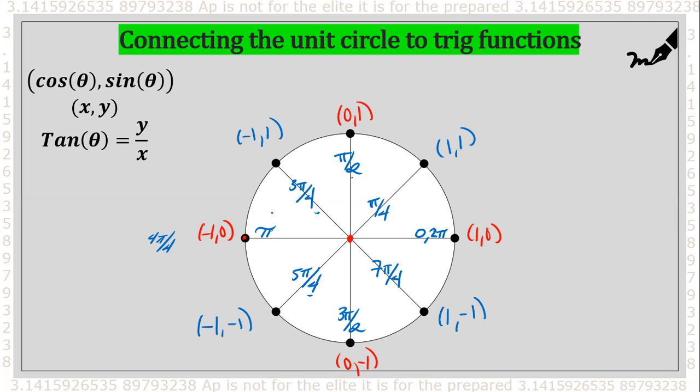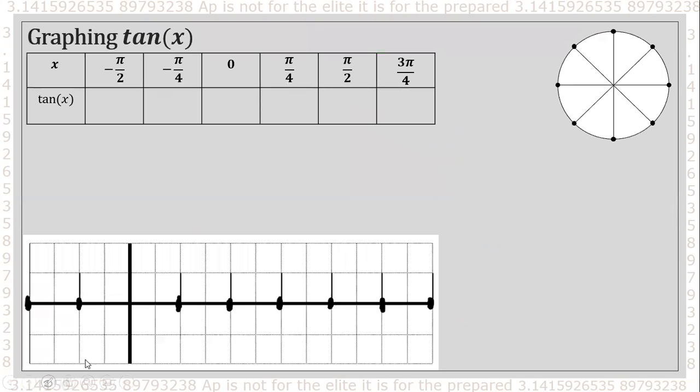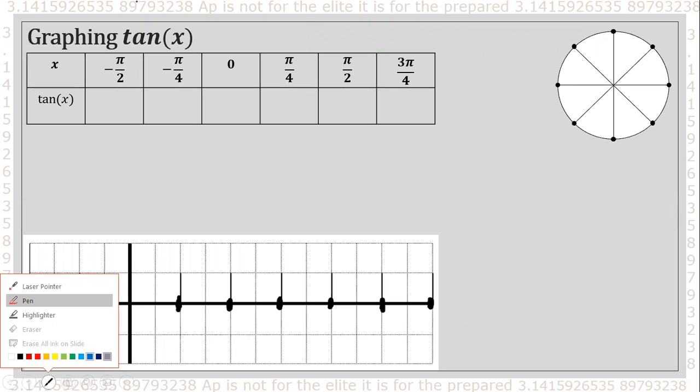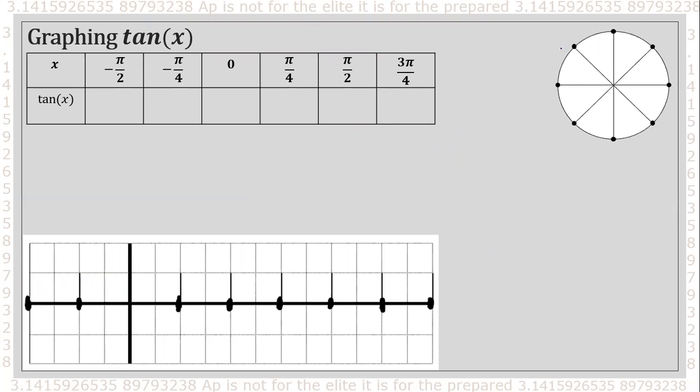So we have all of this. This is how we're going to graph our tangent. Very similar to how we did sine and cosine, we will also do this in the form of a tangent. So go ahead and write this down while I label these points real quick.